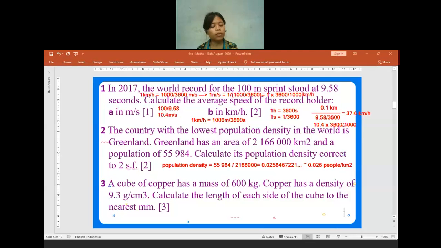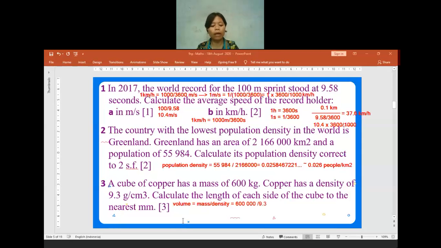Let us find the volume. Divided by density, teacher. Okay, volume is mass divided by density, correct. So now how do we find it? 600,000 divided by 9.3. Okay. How many will it be? 600,000 divided by 9.3. You just keep it like this.